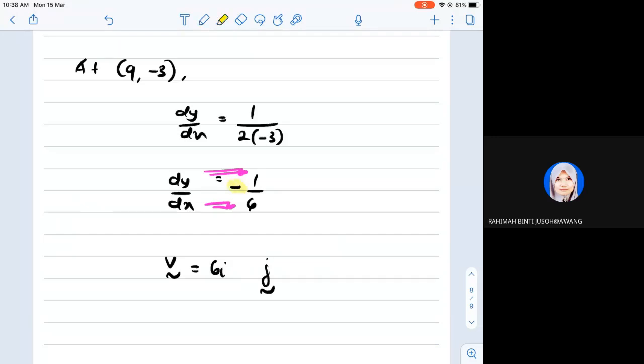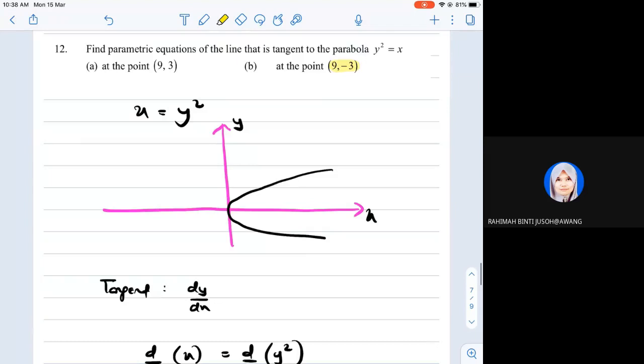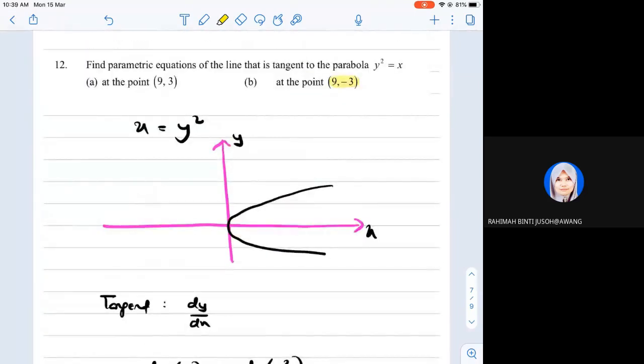Whose is this? So if you look at 9, negative 3, where is the coordinate 9, negative 3, guys? 9, negative 3 should be here, right? This is 9, negative 3. So this is the arrow. Therefore, our tangent vector must be pointing downward like this, right?